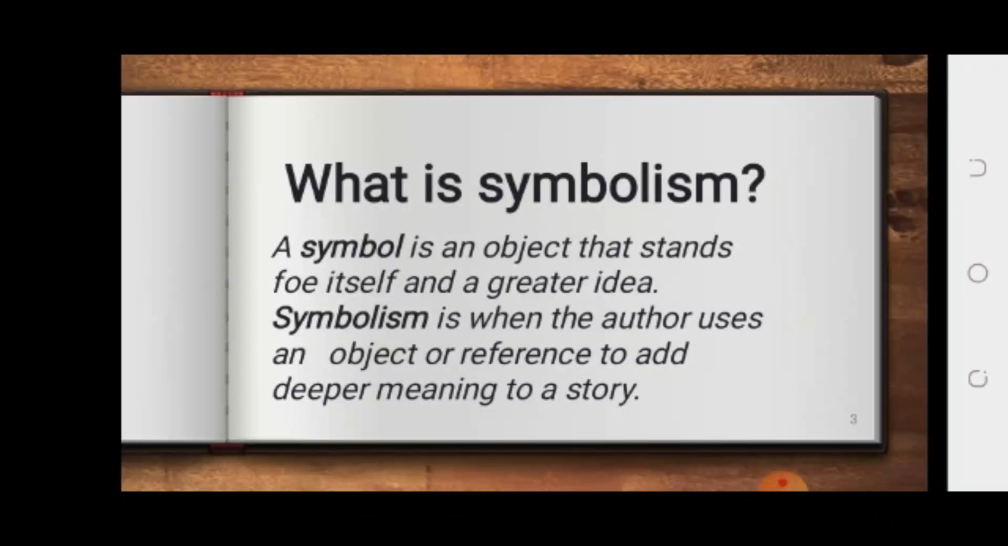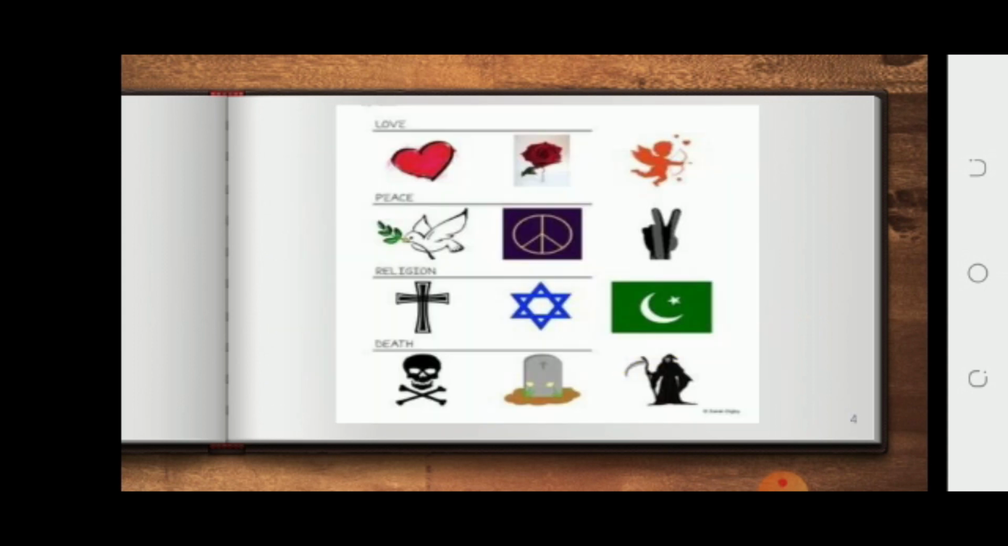Symbolism is an object that stands for itself and a greater idea. Symbolism is when the author uses an object or a reference to add a deeper meaning to a certain story. So it helps us to understand what's happening in the story. So that's why the writer uses symbolism.